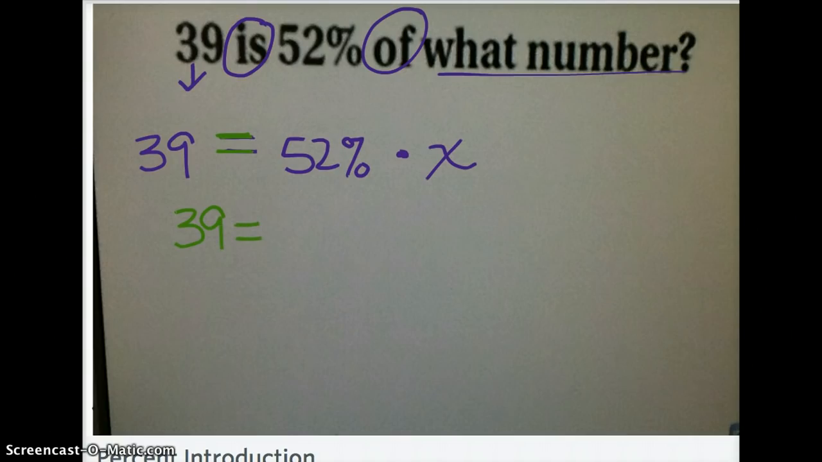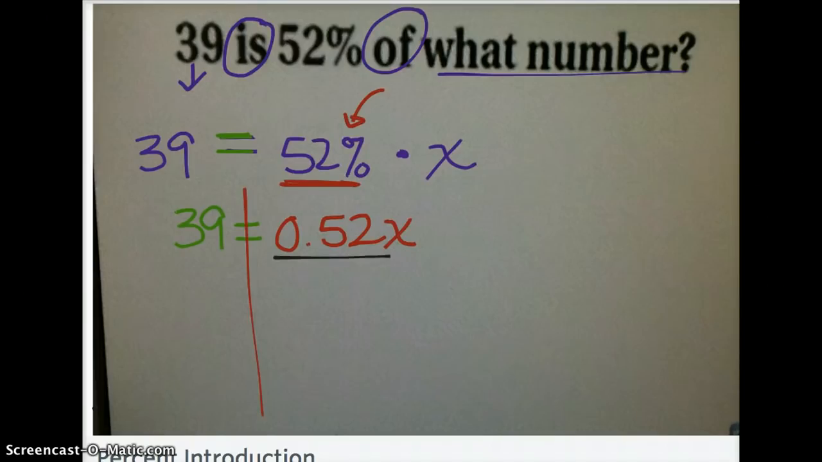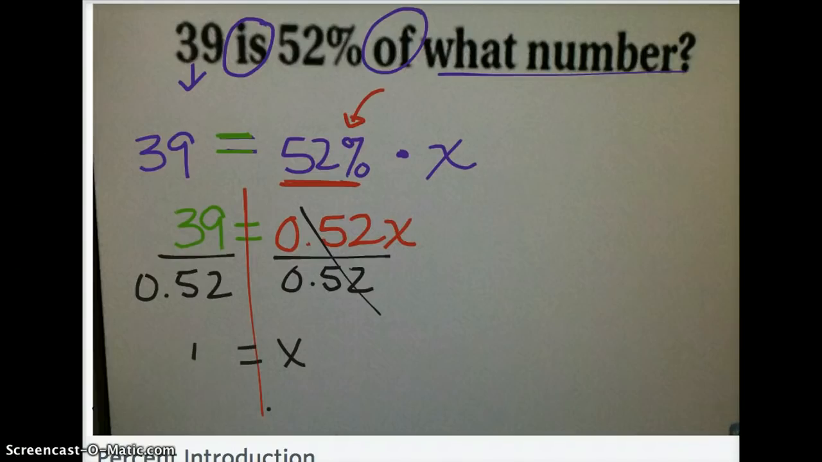I have 39 equals, now on my calculator, I never type in 52%. I have to do that as a decimal. That's the same as 0.52 times x. Okay, now I know how to solve an equation. I want to get the x by itself, so I can divide by 0.52. I have to do the same thing to the other side. So 39 divided by 0.52 actually equals 75. So my answer is 75.